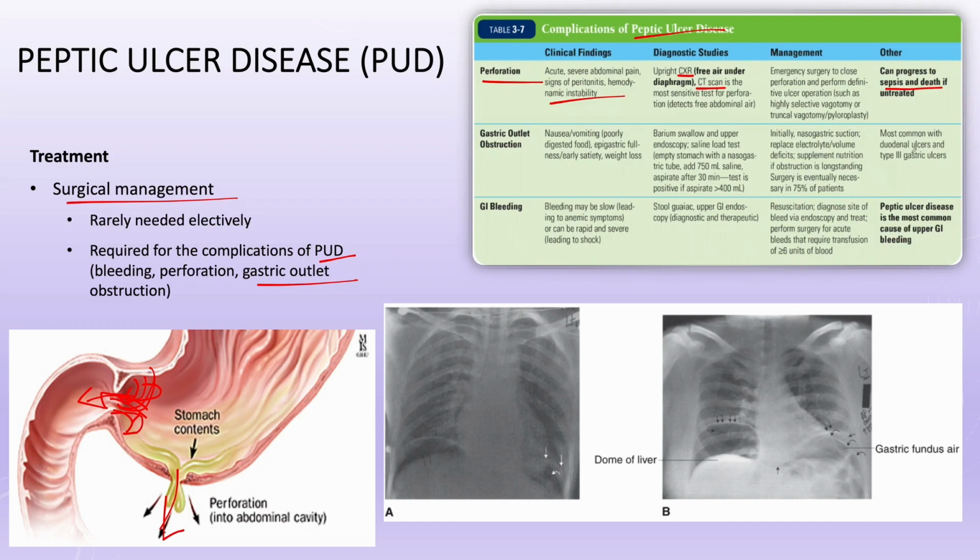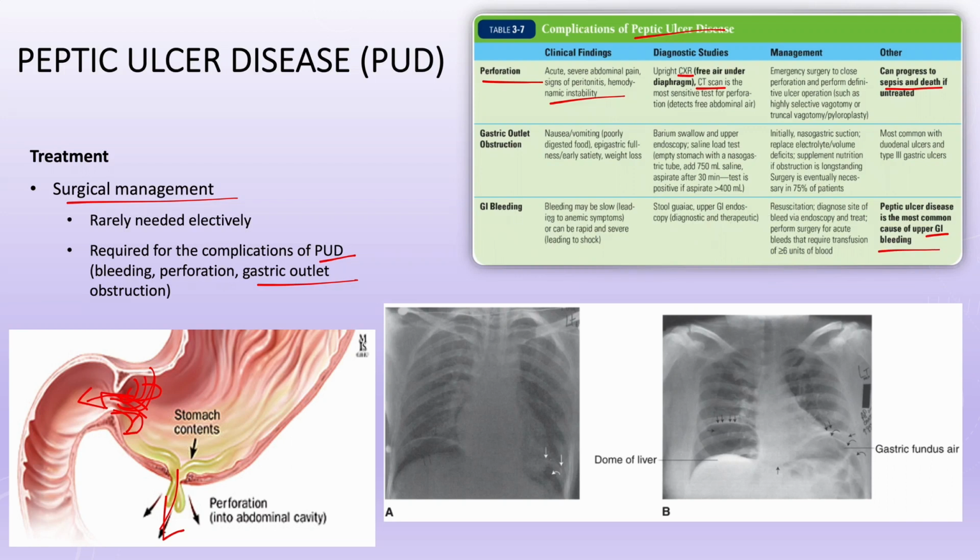It's most common with duodenal and type 3 gastric ulcers, and the stomach just can't really empty as well as it could before, and patients get early satiety. GI bleeding can be slow, over a period of time, or it can be rapid. If you get a quick erosion through, it can lead to shock, so it can be life-threatening as well. And peptic ulcer disease is the most common cause of upper GI bleeding.